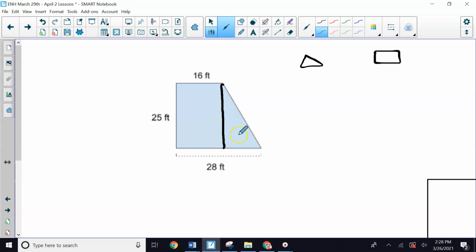So the triangle, we're missing some numbers on the triangle, so let's just save that till later. Let's do the rectangle. That's pretty easy. 16 by 25. 16 times 25. So I'm going to write that down. Now the triangle is a little bit tricky.